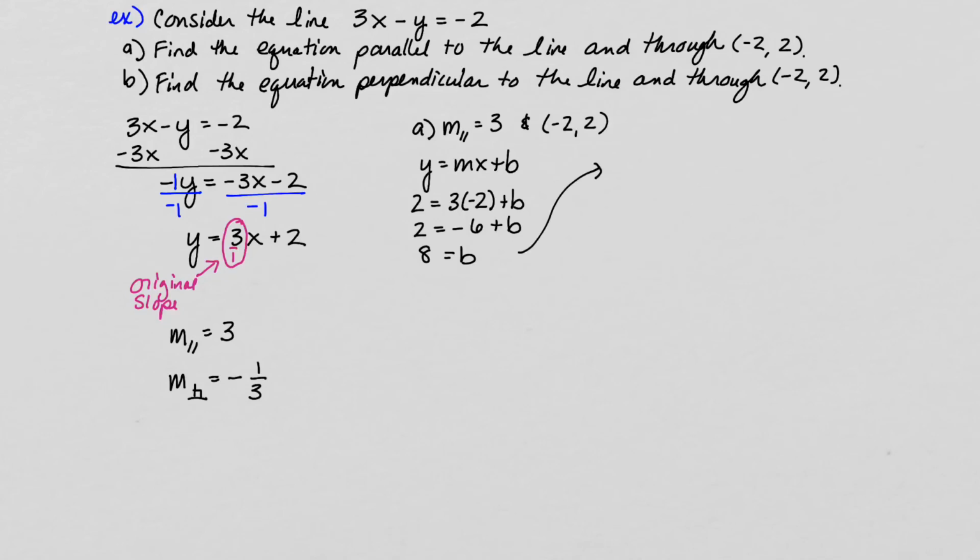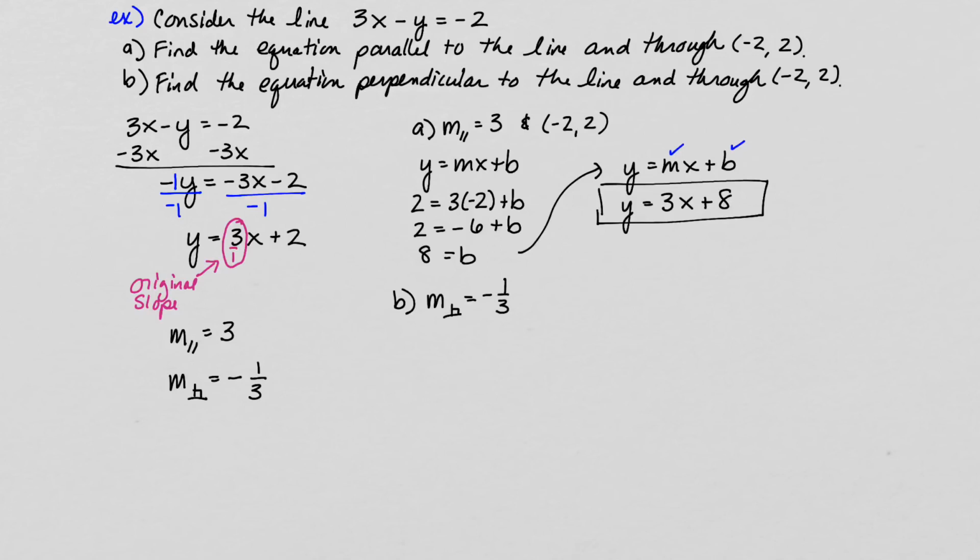So if I go to write that into my equation of the line to give my final answer, remember I want to plug in for m and I want to plug in for b. So y is going to be equal to 3x plus 8. So that's the parallel line. Part B asks us about the perpendicular line. So we're going to use that perpendicular slope, which is negative 1/3. And we're still using that same point in this one, negative 2, 2.